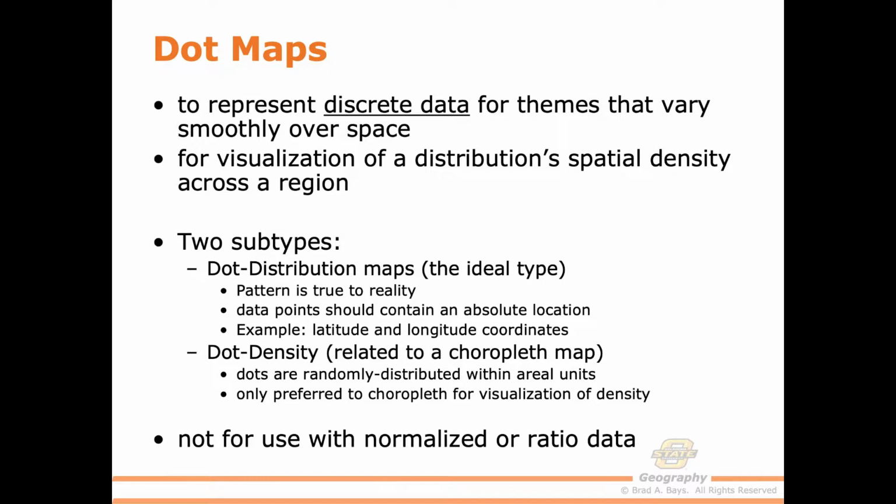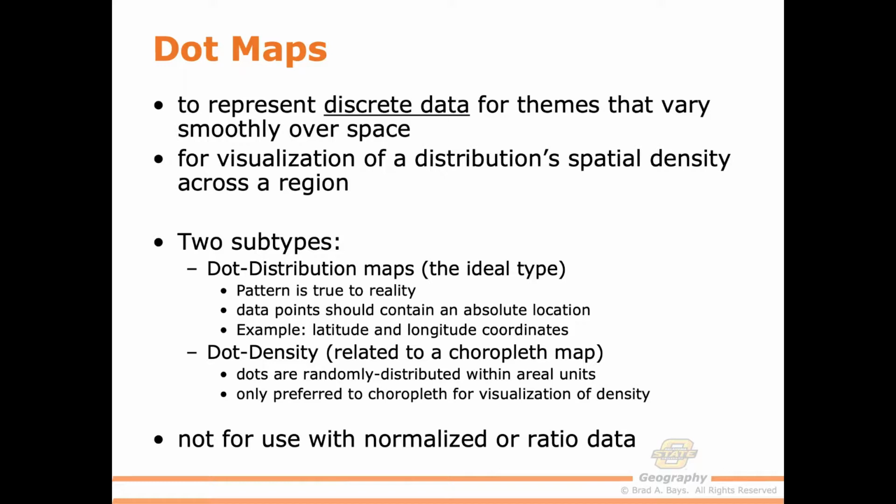In contrast, the dot density map is sort of like what we'll see in what's called a choropleth map. The dot density map is one in which the dots are symbolic of observations of phenomena, but they are randomly distributed across an aerial unit. All right? And this is important because dot maps can serve more than one purpose.